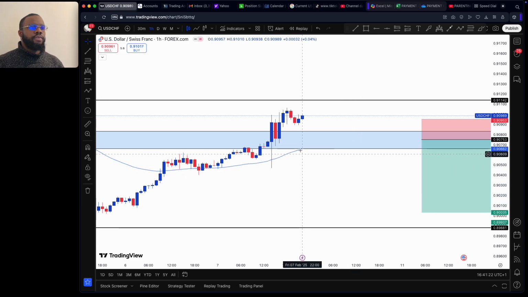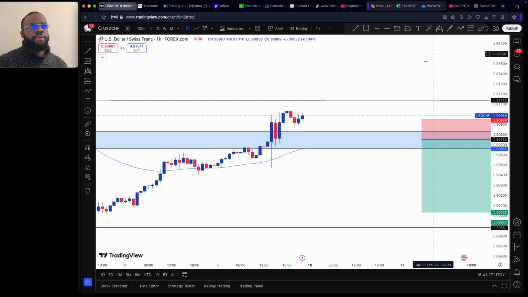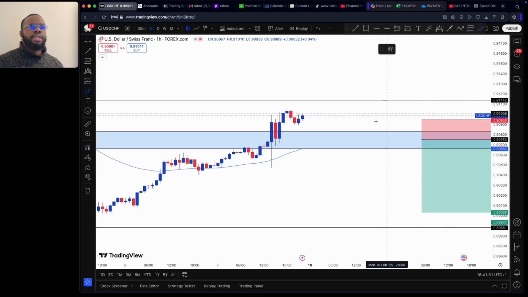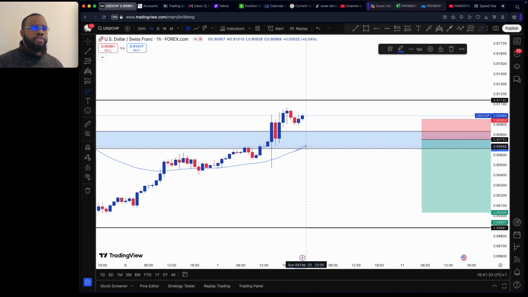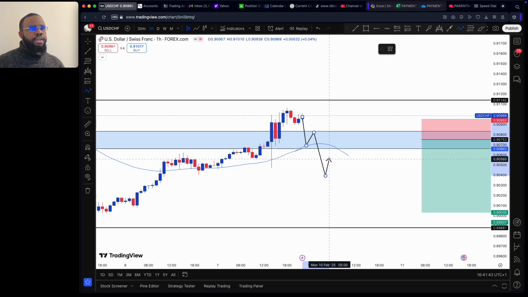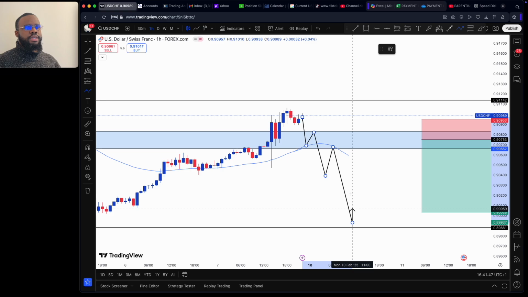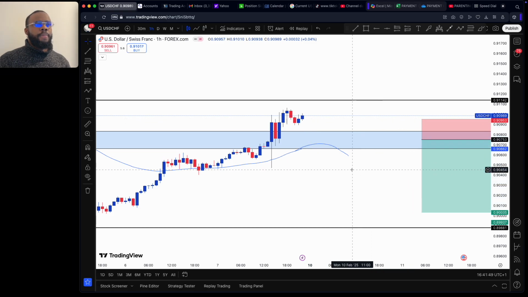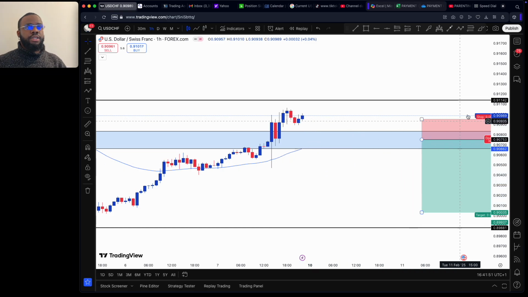So I'll be looking forward to USD CHF as well with a proper confirmation, because I want to see the EMA roll over like this, then see the price action do something like this, rejecting the EMA, then breaking it, then I want to sell from here to the downside. So that is for USD CHF.